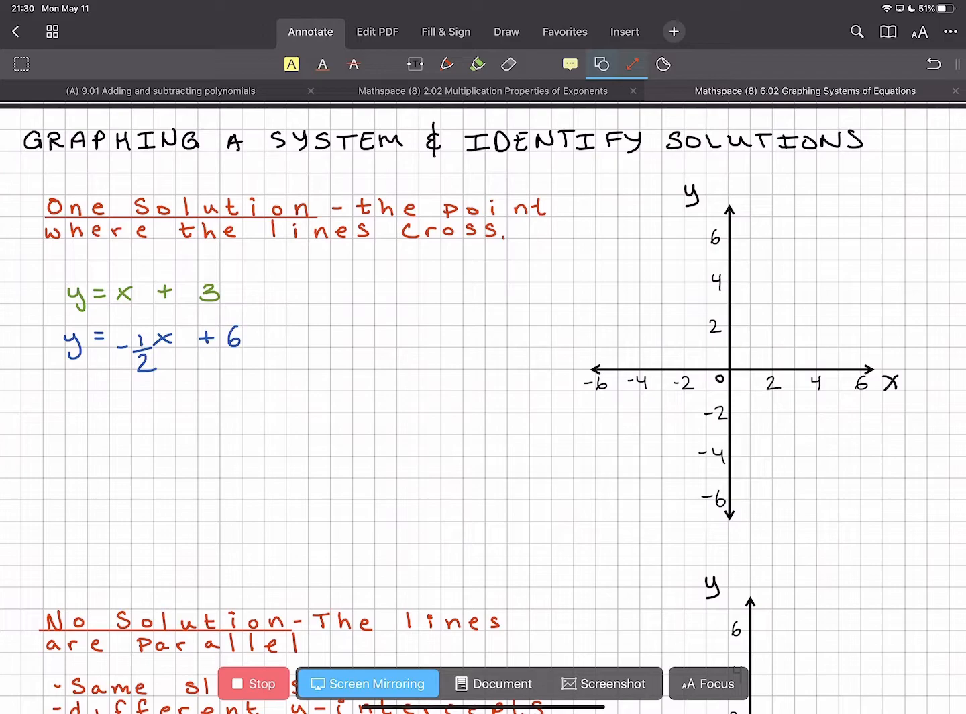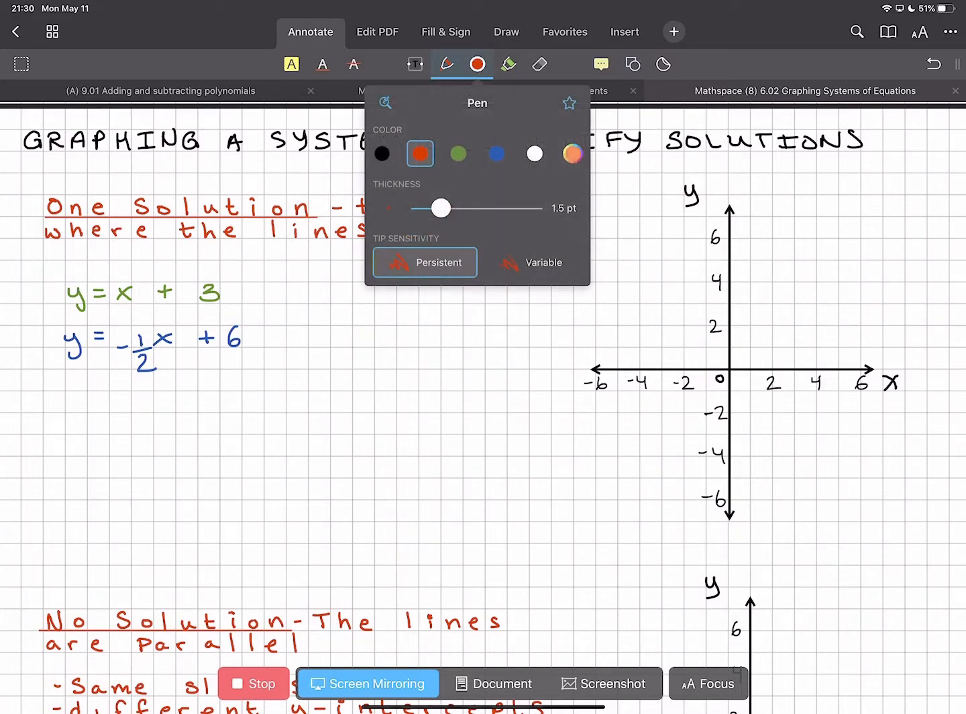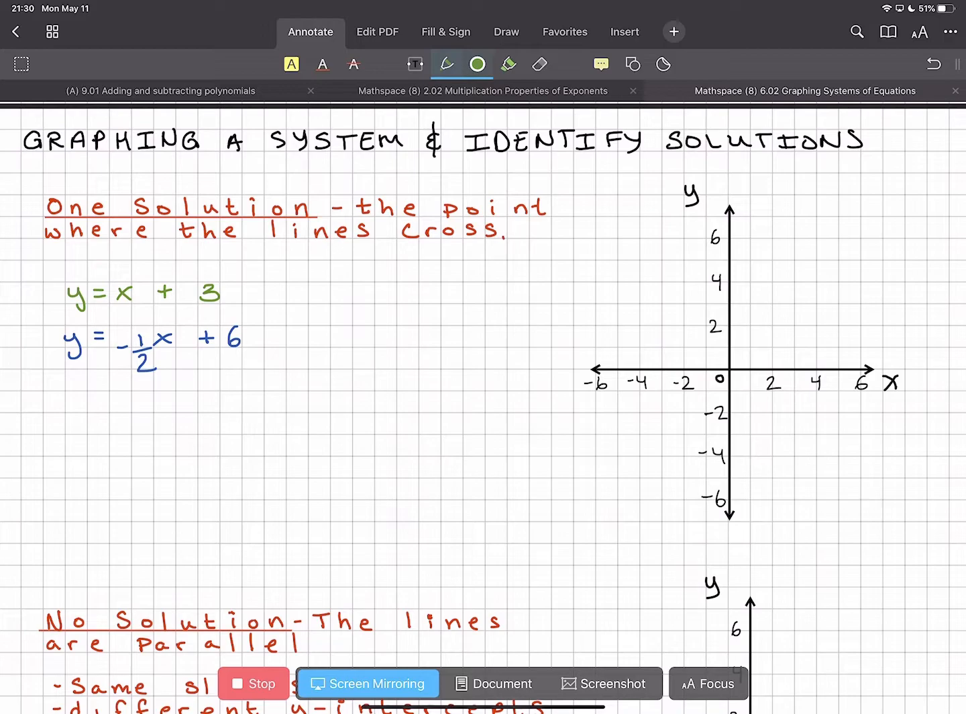So here's our first set, and in this set we have the green equation, y equals x plus 3, and the blue equation, which is y equals negative 1/2 x plus 6. I'm going to graph these the same way I did the other two problems. I'm going to identify the slope and y-intercepts of each equation, then I'm going to graph them. In the green equation, m equals 1 and b equals positive 3. So I've got a positive slope of 1 and a y-intercept of 3. So I'm going to graph those.